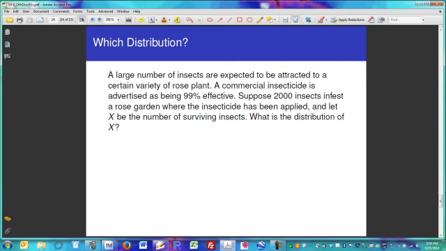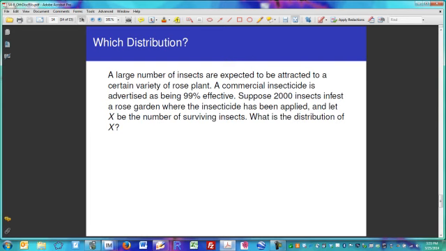Okay, well, here we could talk a little bit about whether or not the previous 3 apply. So let's first talk about whether this would be the case of a geometric random variable, and it seems like it's not. We've got 2,000 insects, so there's 2,000 trials, and we're applying the insecticide to see how many survive. It's definitely not waiting for a first success, which is what we expect from a geometric random variable.